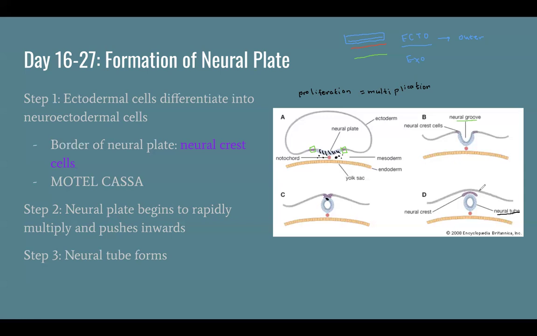Once this happens, the neural crest cells are going to migrate everywhere. Basically, we use this acronym, MOTEL CASA, to help us understand where all that migrates. First you have M, right? Your M stands for melanocytes of the skin, so this gives you pigments. O is odontocytes, which are the precursor for your teeth. T is tracheal cartilage. To keep your trachea open, there are rings of cartilage around your trachea that are derived from neural crest cells.